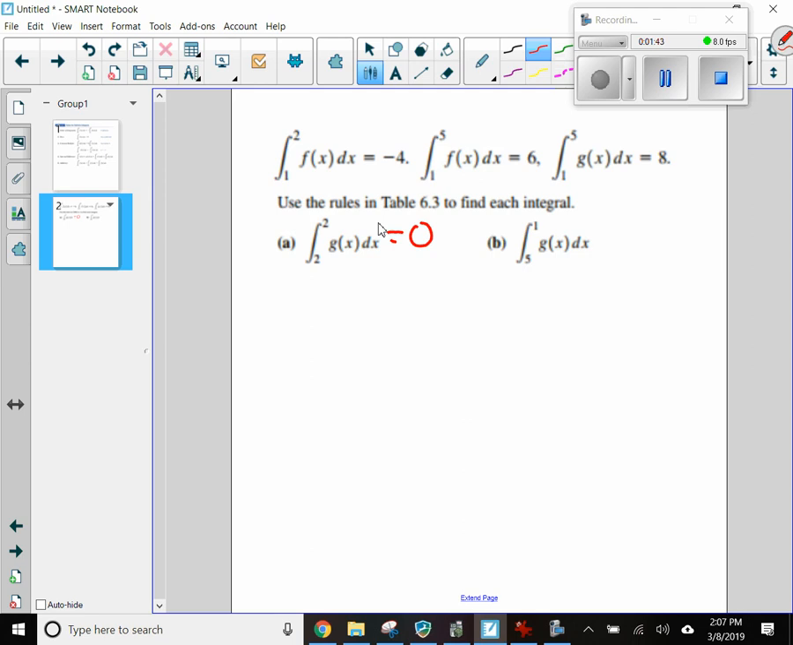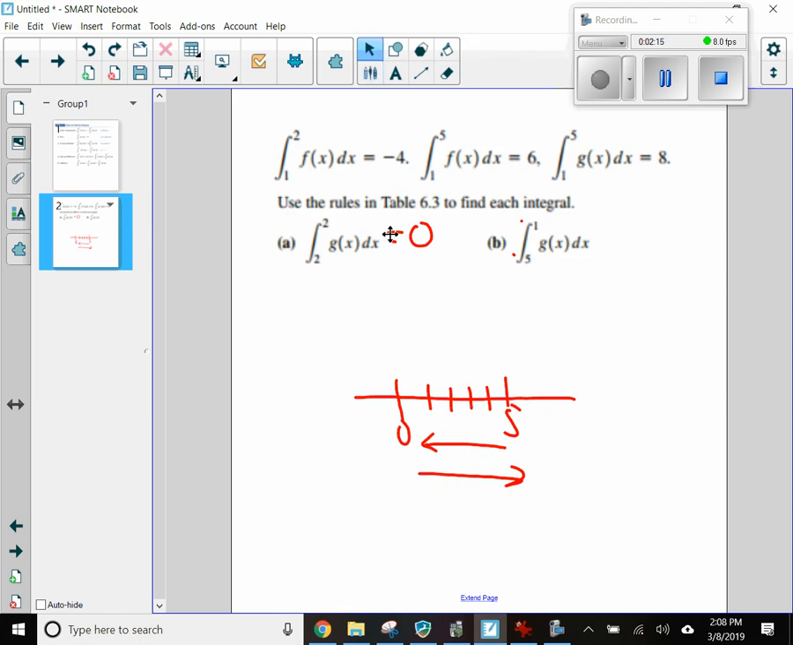Now this one here is saying they want the integral from 5 to 1 of g of x dx. Well, I know if I'm thinking about a number line, here's 0, 1, 2, 3, 4, 5. If I'm going from 5 to 1, it means I'm going from right to left. And integrals, when they are positive and above the x-axis, are going from left to right.